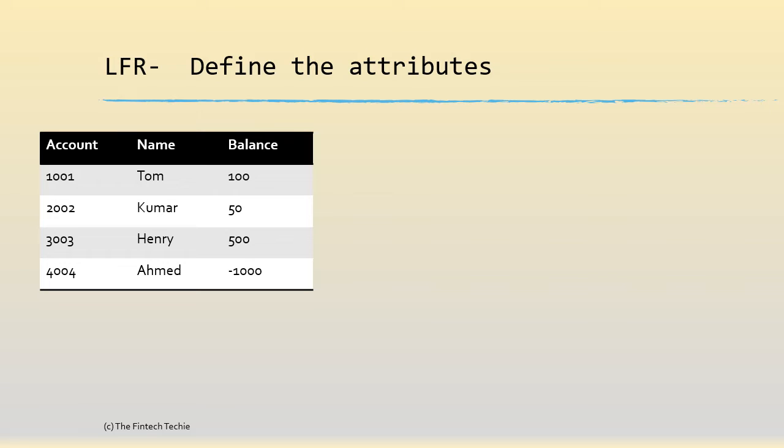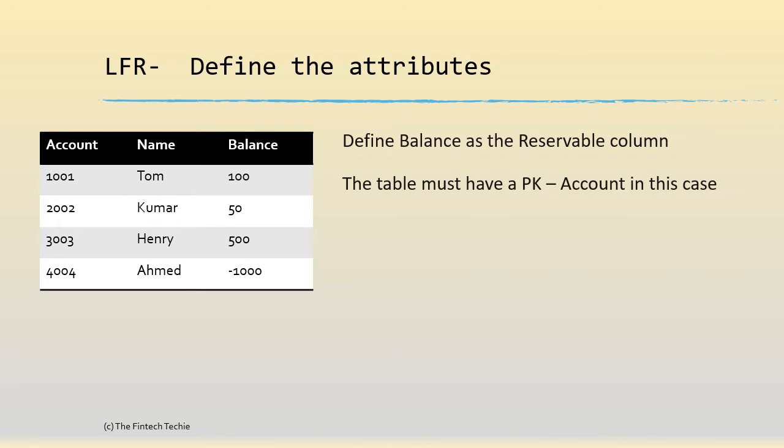First, let's understand and define the attributes. In this table, we define the balance as the reservable column. We will see in a little while what reservable column means. The table where we want to use this feature must have a primary key. It's a must. In this case, the account number is the primary key. Thirdly, the balance column should not be an index or a partition key. The balance column here is the reservable column, and it's important that these reservable columns have to be numeric, which means an integer, float, or a number.